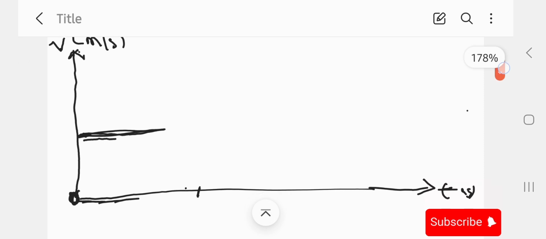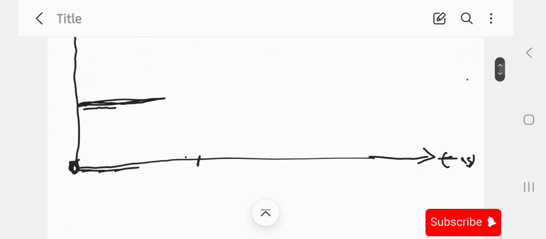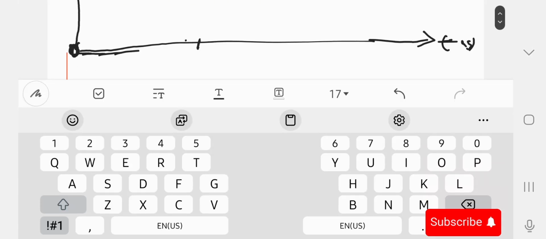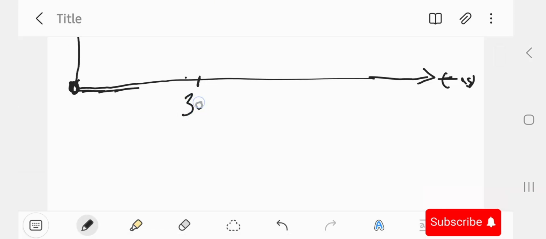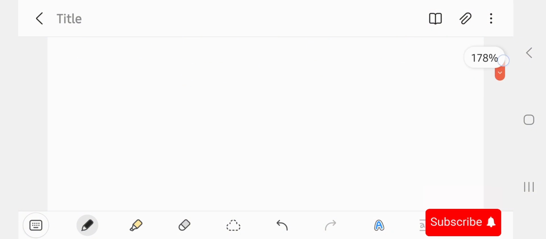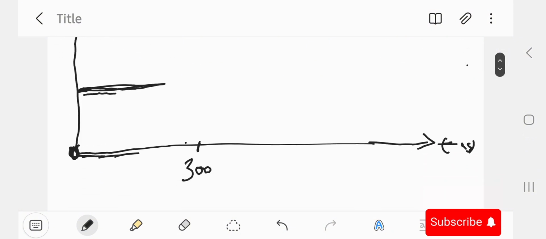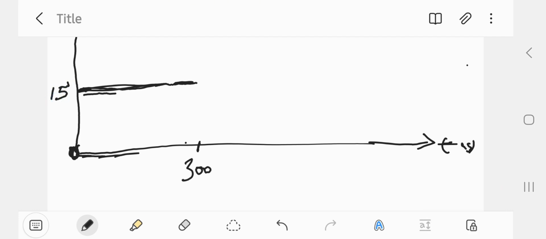If I do that, then here is going to be 300. From here to here is going to be my 15 meters per second. So we go forward. The car runs at a constant speed of 15 meters per second for 300 seconds, and we've just represented that here. So here represents the time that the car ran with a speed of 15 meters per second.